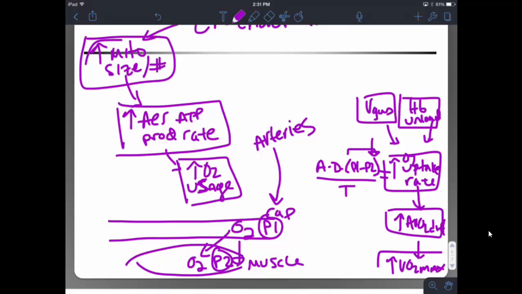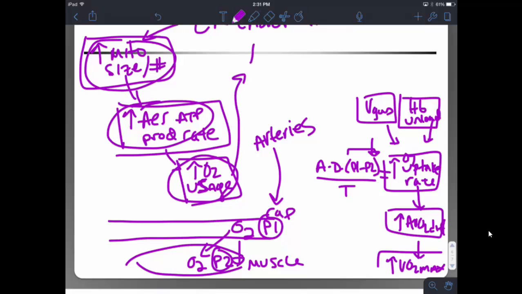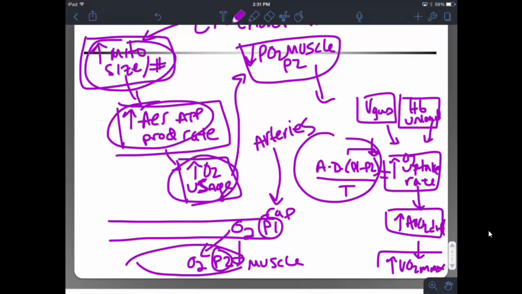If you've got more mitochondria and bigger mitochondria, you're able to produce aerobic ATP faster, which means that you're using oxygen faster. If you're using oxygen faster, you end up with a lower PO2 in the muscle, and the PO2 in the muscle is P2. And if P2 is lower, then the pressure gradient is larger, so V gas is higher.